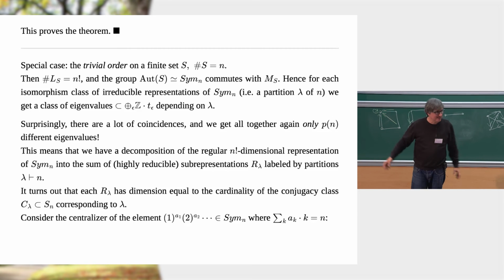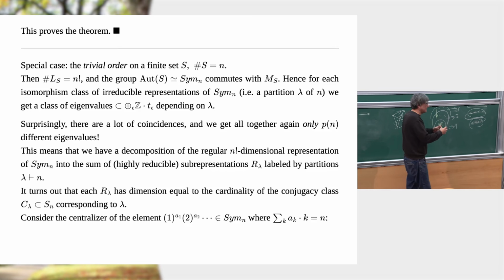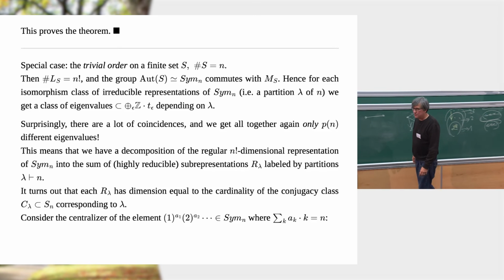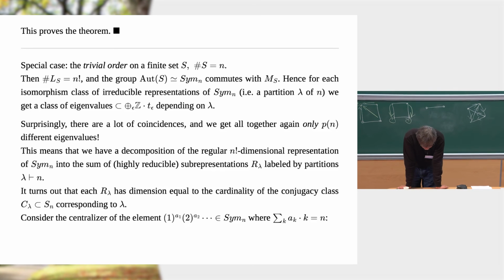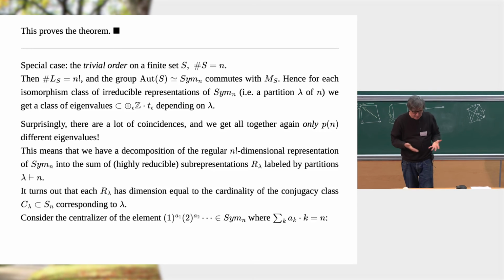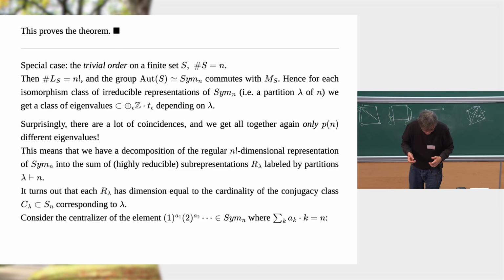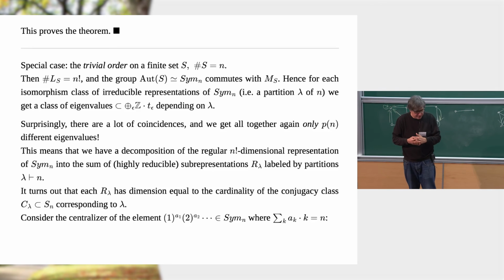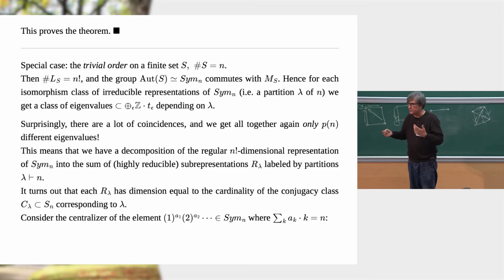Exactly how many pieces, yeah. But that doesn't mean that each piece gives only one eigenvalue. They appear here and there, but they are distributed in some bizarre way. So we get a decomposition of the regular representation of the symmetric group into a sum of highly reducible representations labeled by partitions. And then I calculated the dimensions of these representations. It turns out the dimensions are equal to the cardinalities of conjugacy classes.